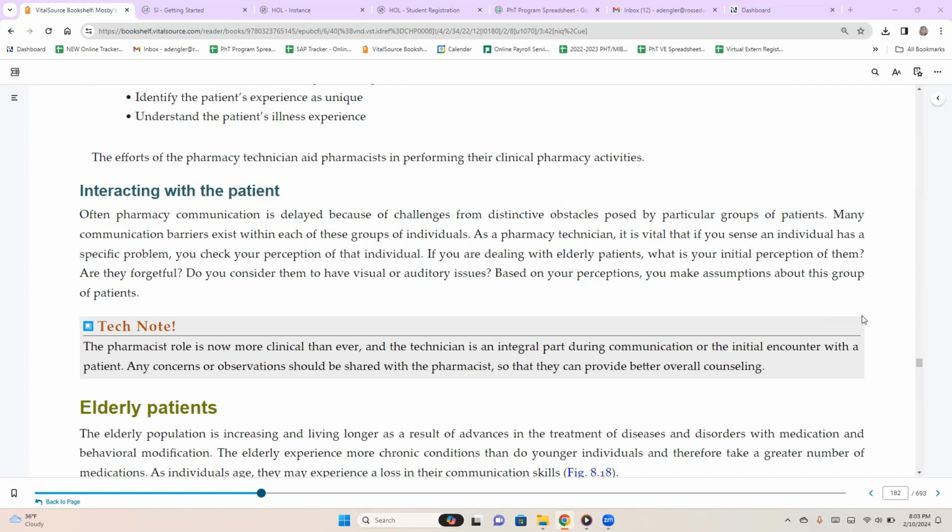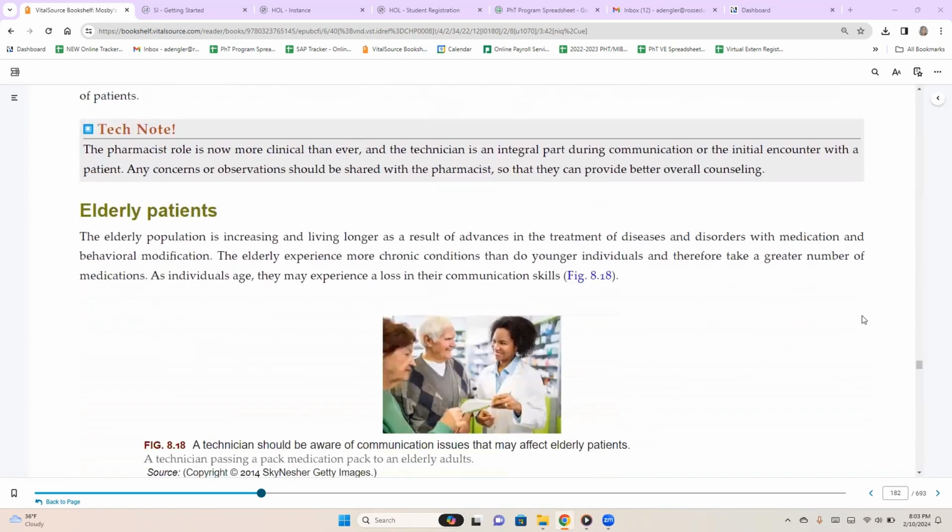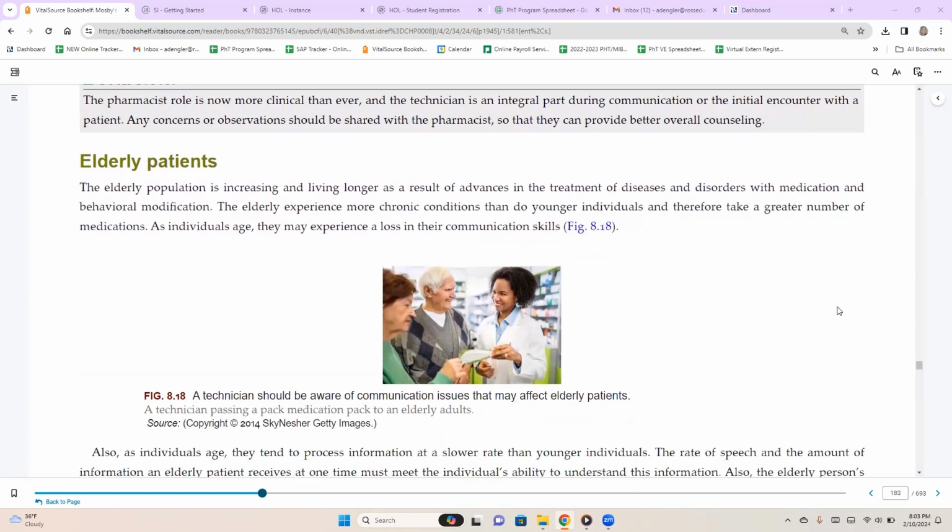If you are dealing with elderly patients, what is your initial perception of them? Are they forgetful? Do you consider them to have visual or auditory issues? Based on your perceptions, you make assumptions about this group of patients. The elderly population is increasing and living longer as a result of advances in the treatment of diseases and disorders with medication and behavioral modification. The elderly experience more chronic conditions than do younger individuals and therefore take a greater number of medications.